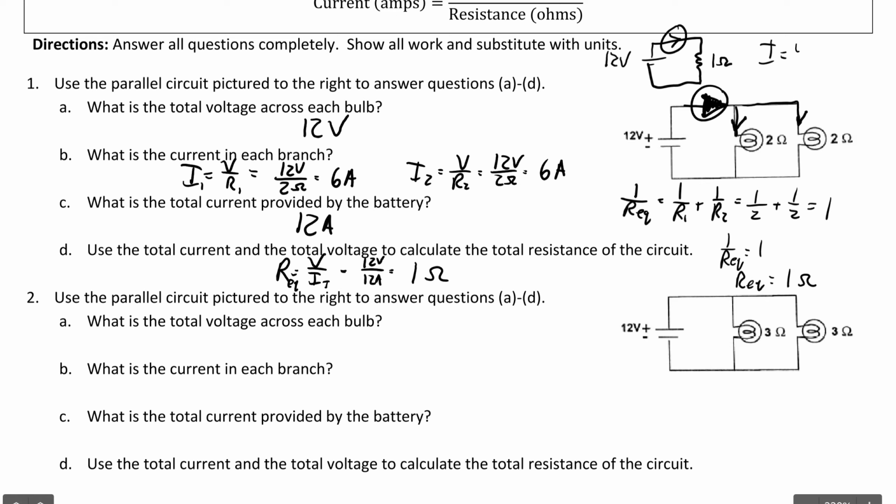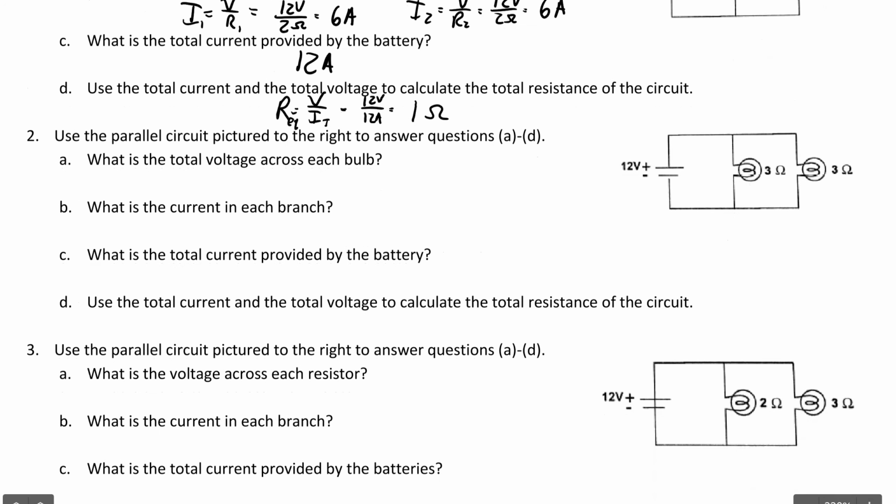It would still be 12 amps, right? Because I is equal to V over R. So it's 12 volts divided by 1 ohm. Or you could have I is equal to V over R over here, 12 volts divided by the equivalent resistance, 1 ohm, and you still get the same current.